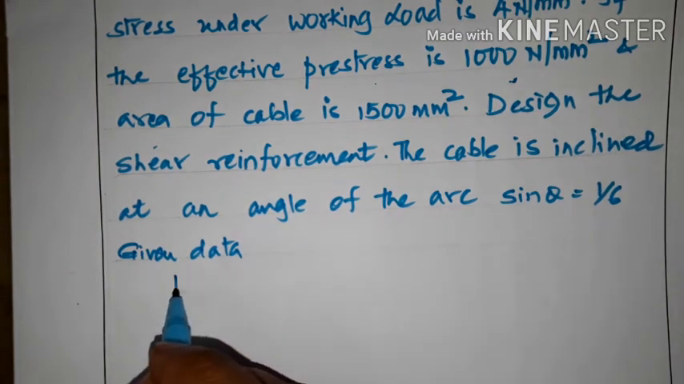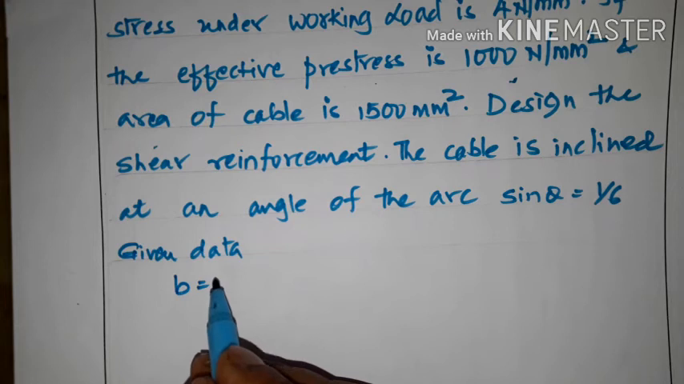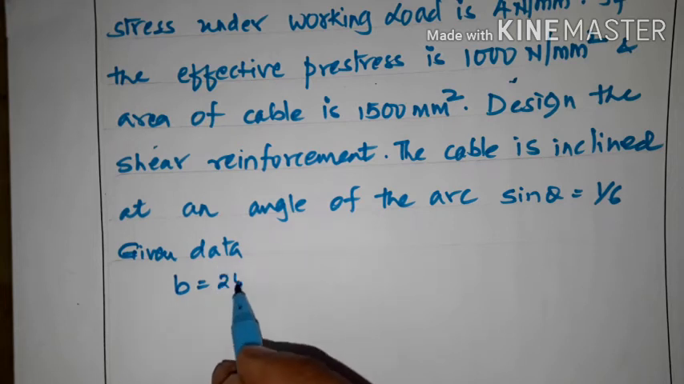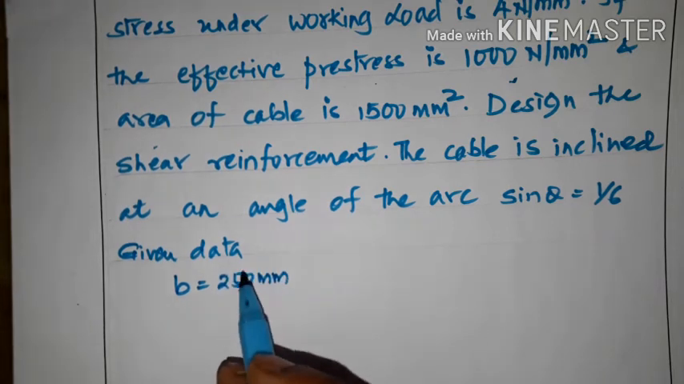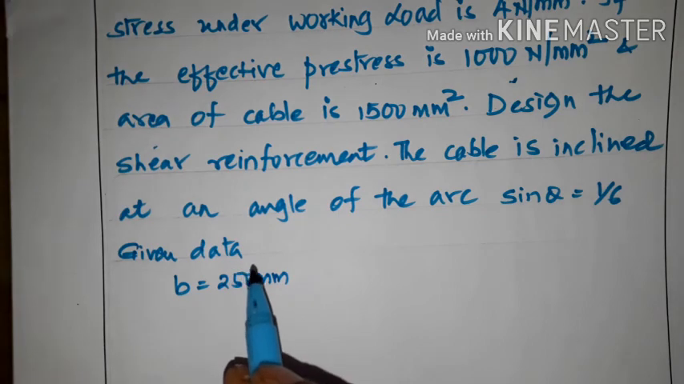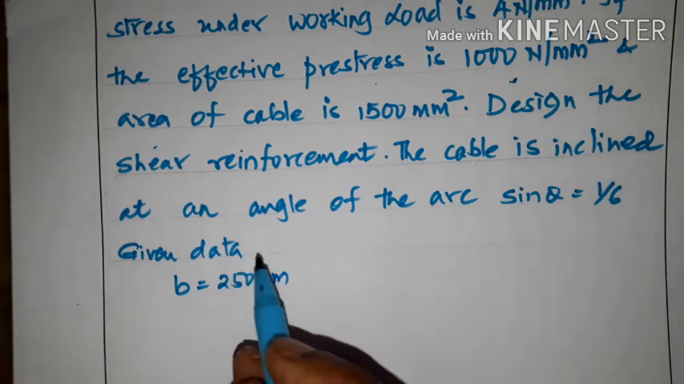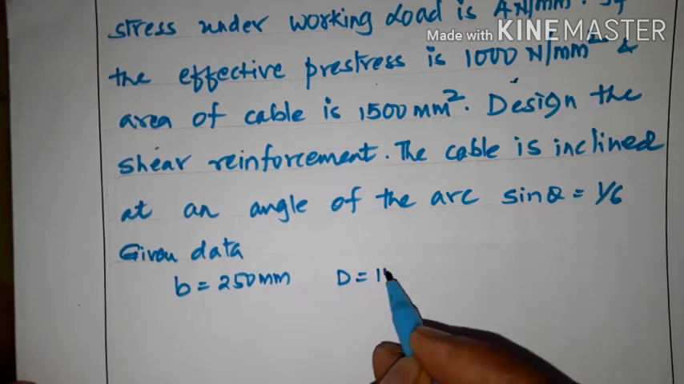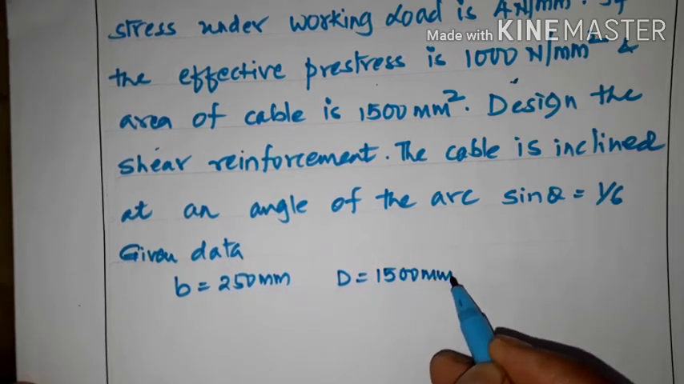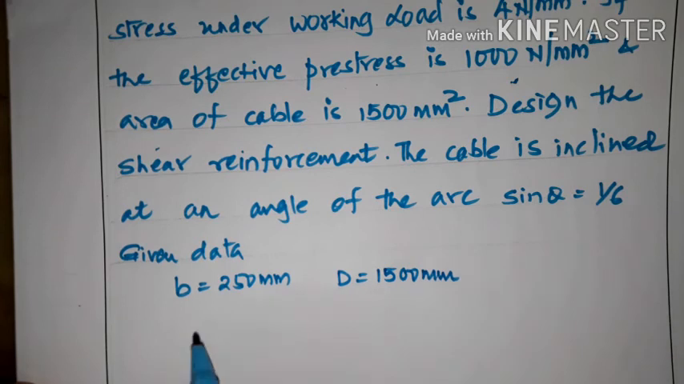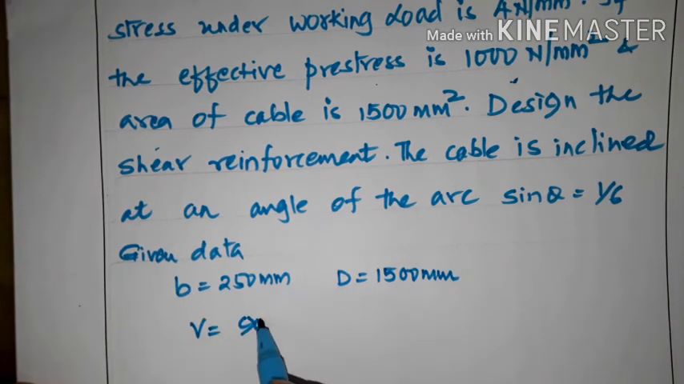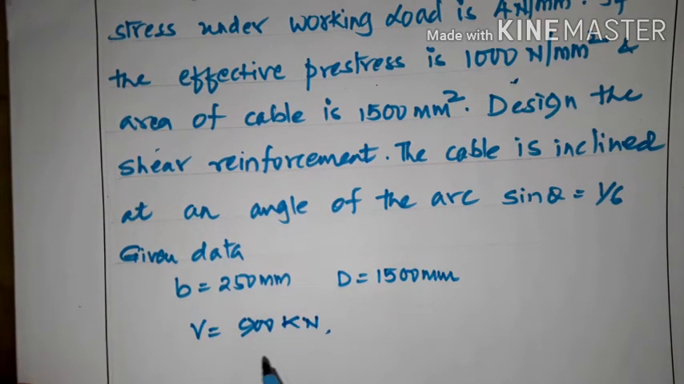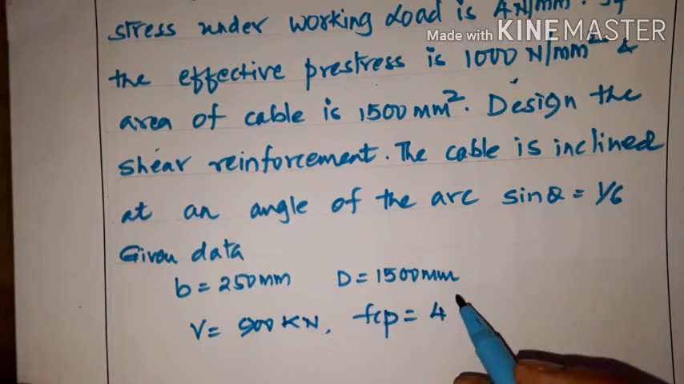So the size B is given as 250 mm, then D is 1500 mm, then the shear force V is 900 kilonewton, FCP is 4 Newton per mm square.